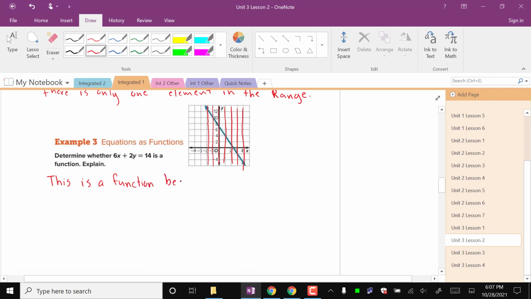Because 6x + 2y = 14 passes the vertical line test.